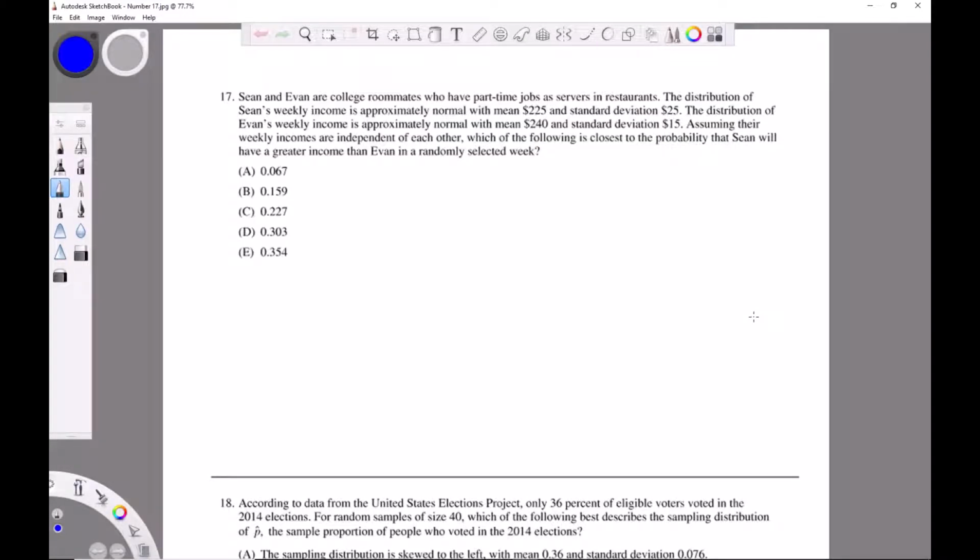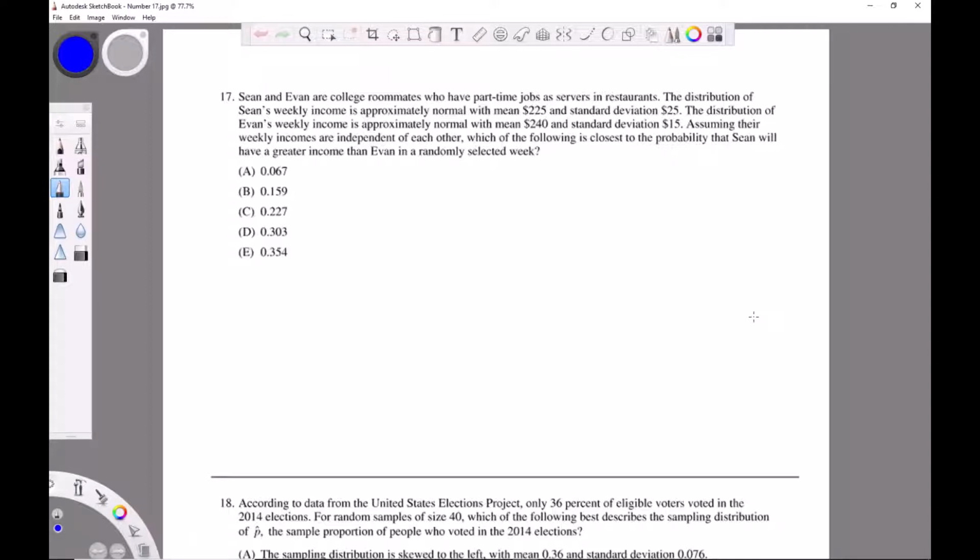All right, next up is number 17. Number 17 is a really good one. It's a random variable question, and specifically it's about combining random variables with all the little nuance and all the little rules that go with it. And on top of that, it's a normal random variable. So let's check it out.